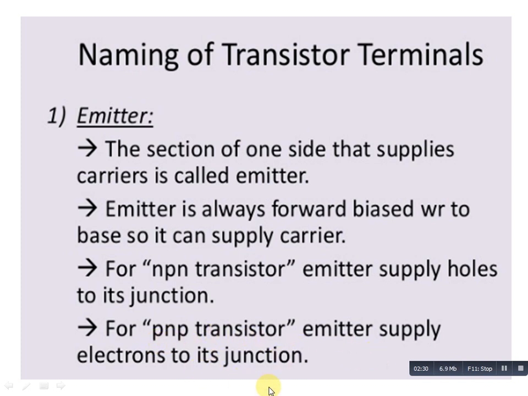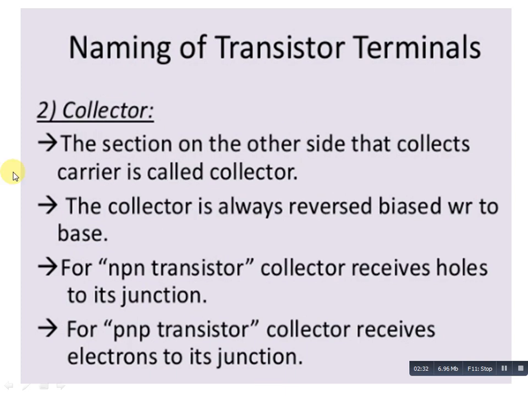What are the functions of the collector in a BJT? First point, the section on the other side that collects carriers is called the collector. The collector is always reverse biased with respect to the base. It is a very important point.